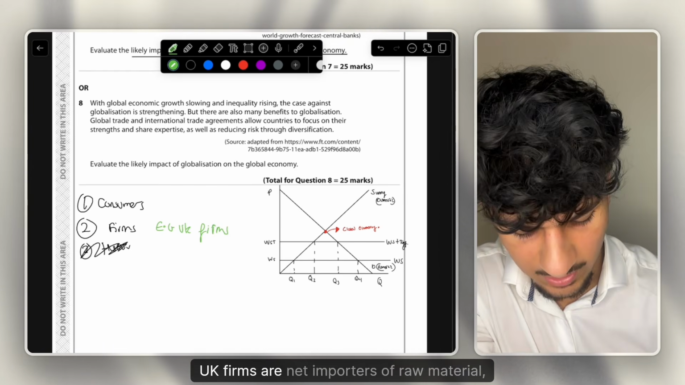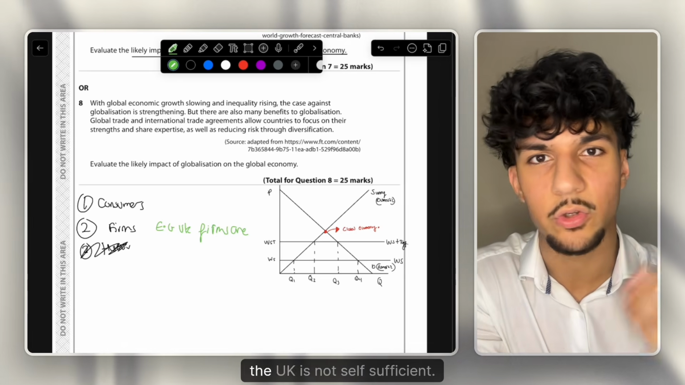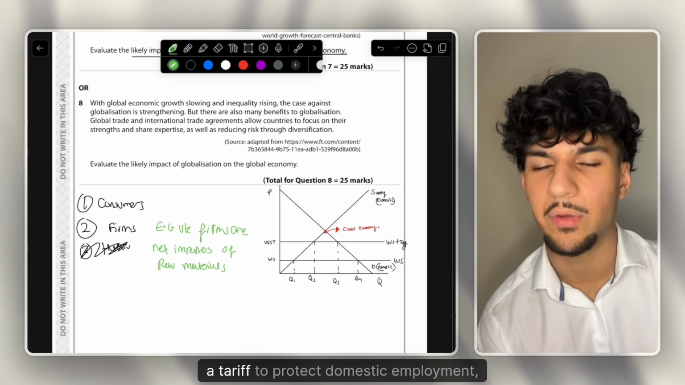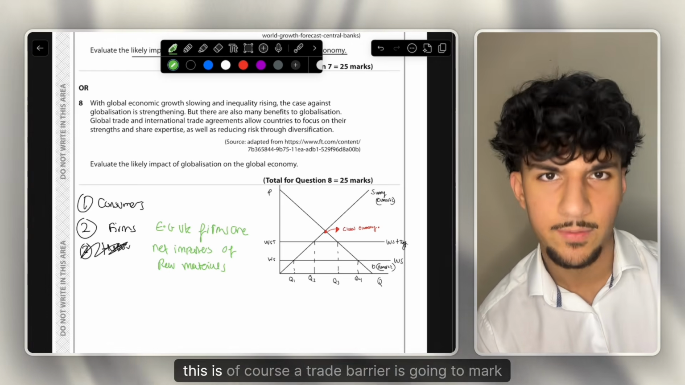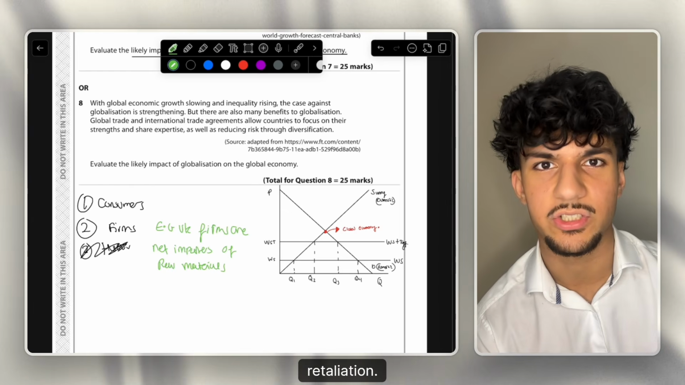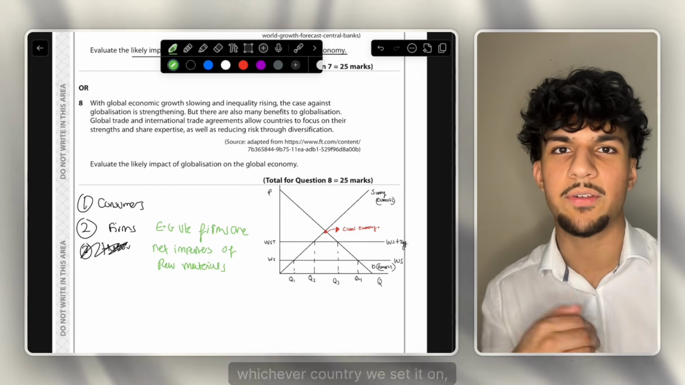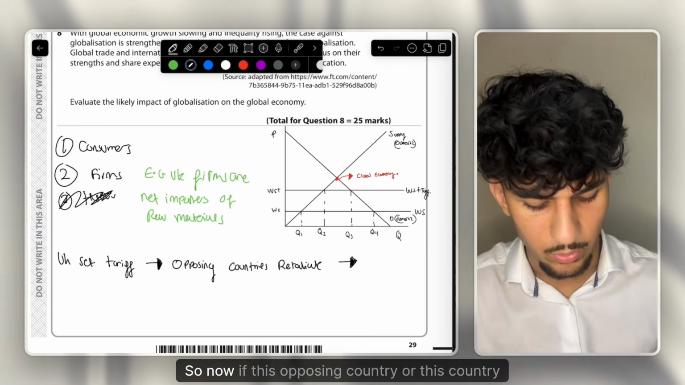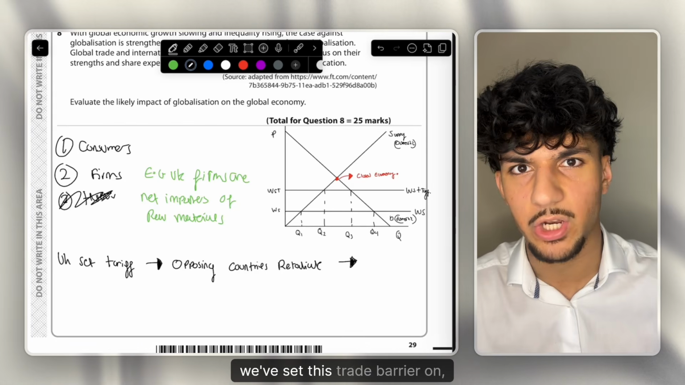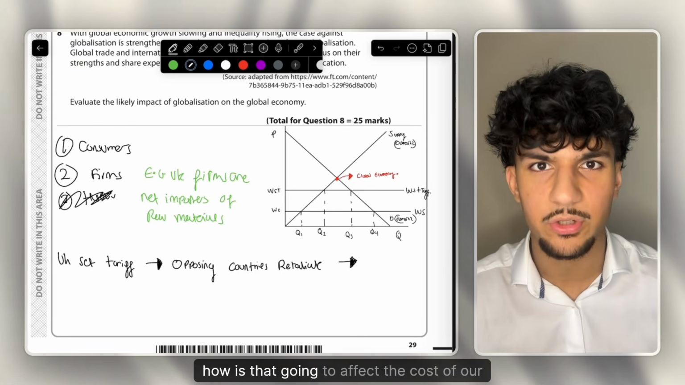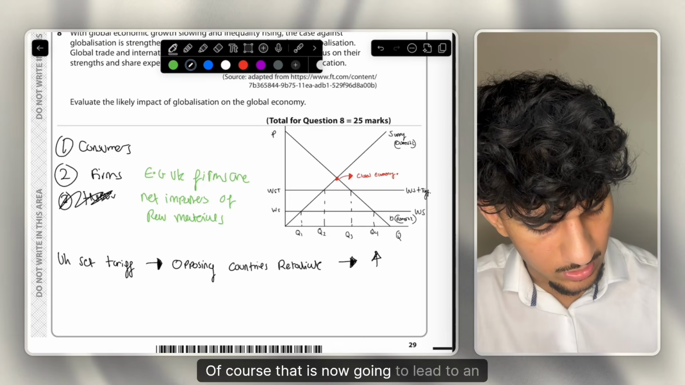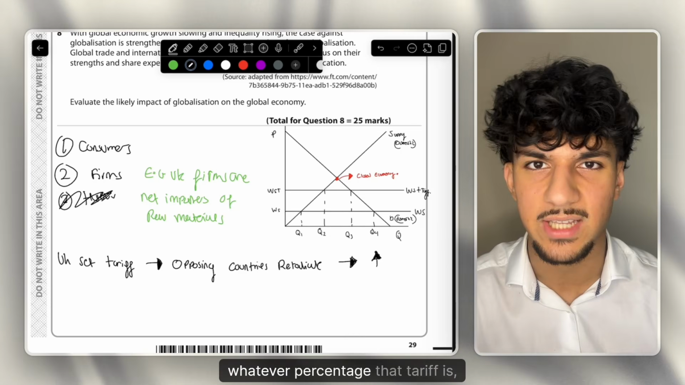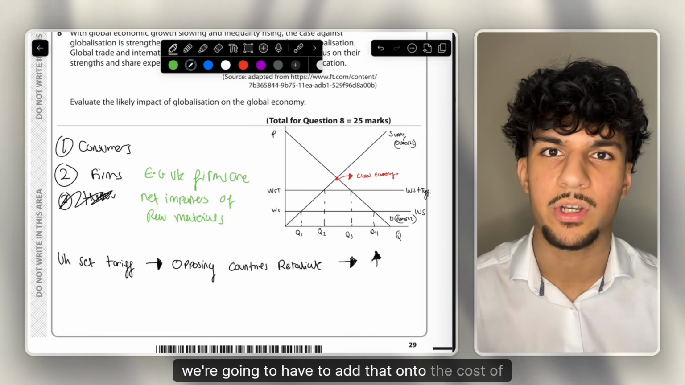But anyway, UK firms are net importers of raw material. Like I said, the UK is not self-sufficient. So if the UK sets trade barriers such as a tariff to protect domestic employment, this trade barrier is going to spark retaliation. Wherever we set a trade barrier, whichever country we set it on, they will retaliate, usually with a similar tariff, a similar trade barrier. So now, if this country we've set the trade barrier on retaliates, how is that going to affect the cost of our imports? Of course, that is now going to lead to an increased cost of import. Why? Since a tariff is a tax on imports, whatever percentage that tariff is, we're going to have to add that onto the cost of the good.